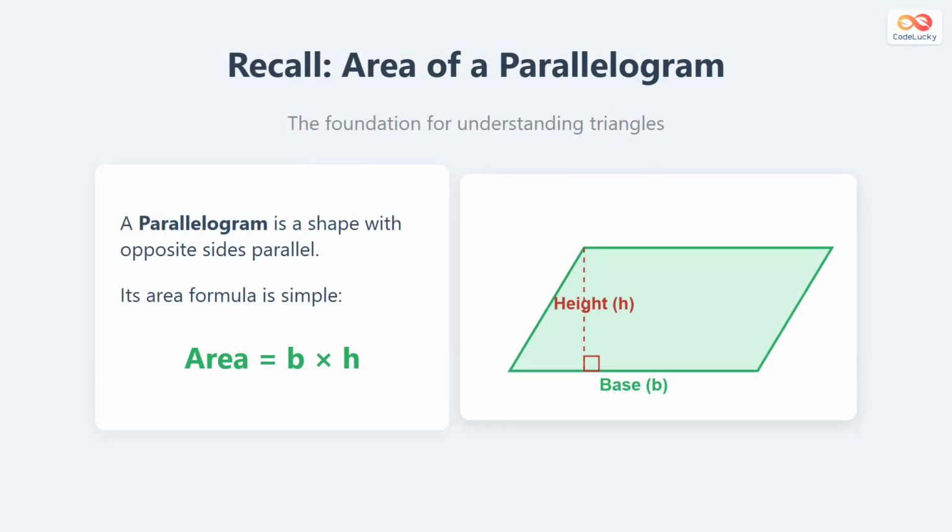To understand the triangle, we first look at a parallelogram. A parallelogram is a four-sided shape with parallel opposite sides. The area of a parallelogram is simply the base multiplied by the height.